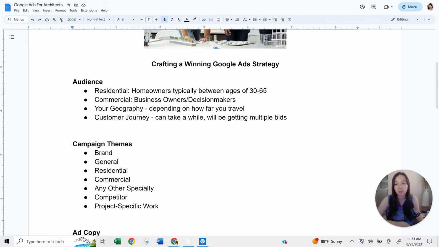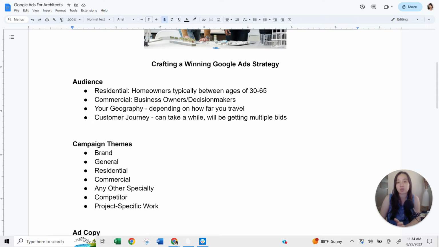The next thing is breaking up your campaign themes. So I want you to think about, when it comes to campaign themes, how you want to structure your entire account. These are the typical themes that I'll use when it comes to an architecture campaign. So we'll have a brand campaign. If you do have a very well-known brand, definitely take advantage of it. Even if you don't, I'd still recommend to go after your own brand name, just for brand protection, so your competitors can't swoop in and try to steal your brand terms.